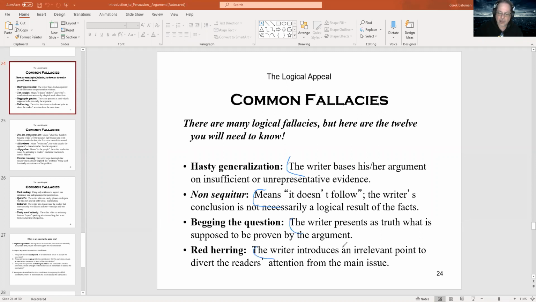Okay? So yes, a red herring is when the writer introduces an irrelevant point to divert the reader's attention from the main issue. But you can see, without knowing that it's called a red herring, if you introduce an irrelevant point, that's a problem.